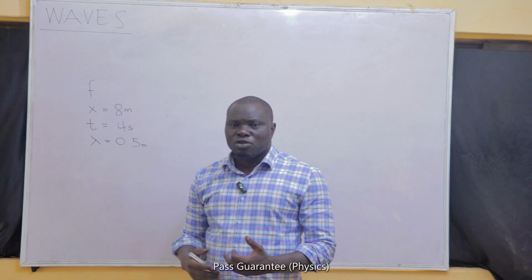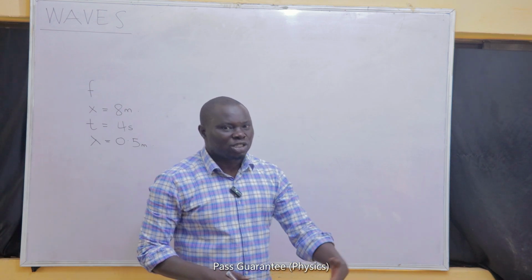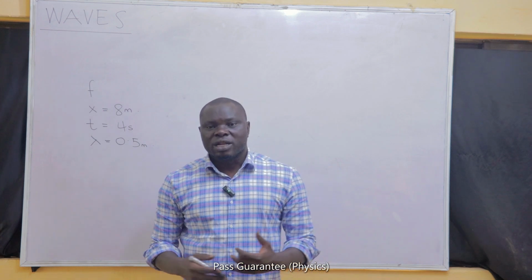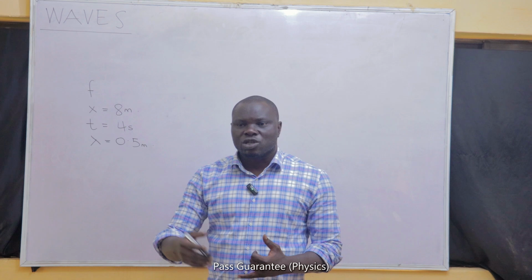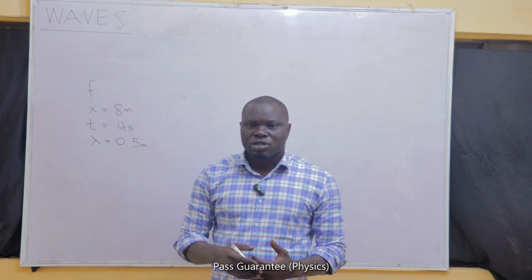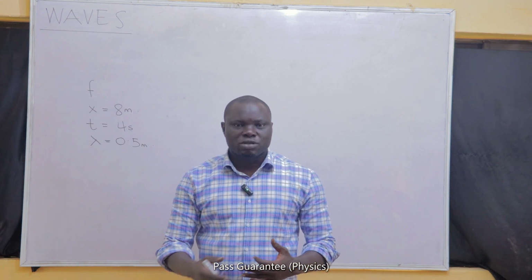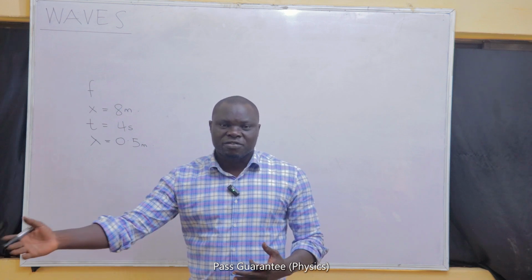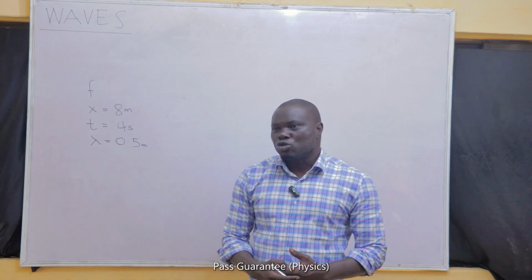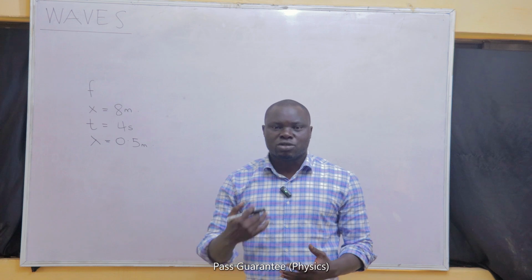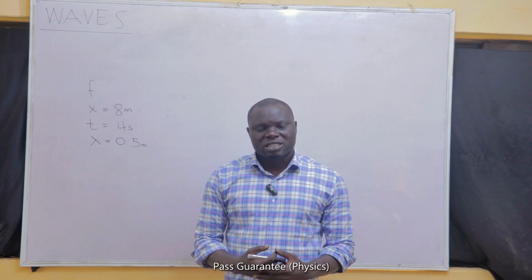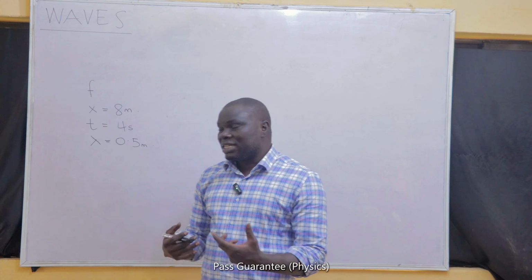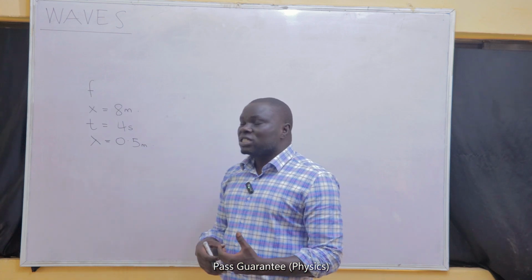So it is necessary for you to review what we have said earlier, where I mentioned that wavelength can be referred to with so many other parameters. It could be the distance between successive crests, distance between successive troughs, distance between two points that are in phase, distance between two successive compressions, distance between two successive rarefactions. Please get all of these things noted, because these are things that the questions can give to you.